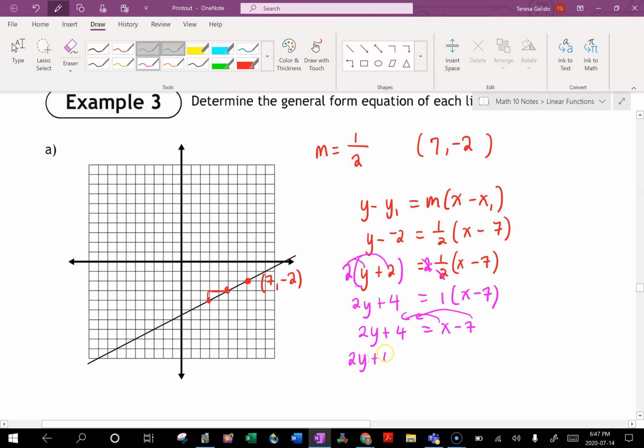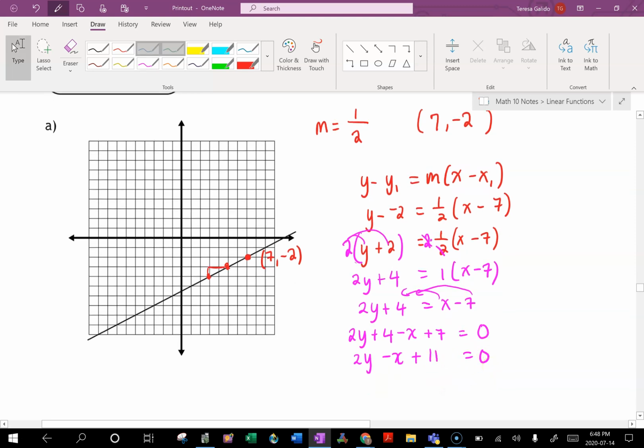So this would be 2y plus 4. Remember, if you're putting it all on one side, you're doing the opposite operation. So it's minus x plus 7 equal to 0. I can say 2y minus x plus 4 and 7 is 11 equal to 0. The last thing that I need to know is, is my x positive? Well, my x is not positive but negative. So what I can do is I can switch every sign around. So this would be x minus 2y minus 11 equal to 0.